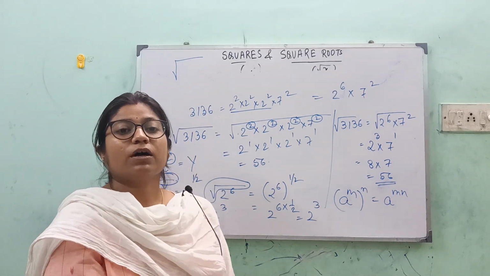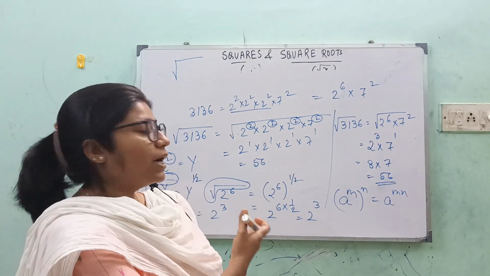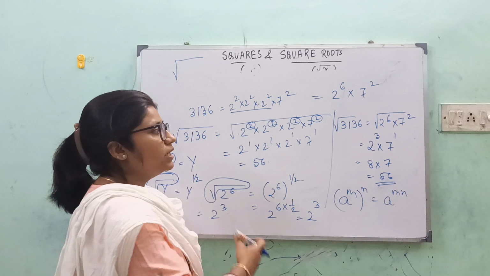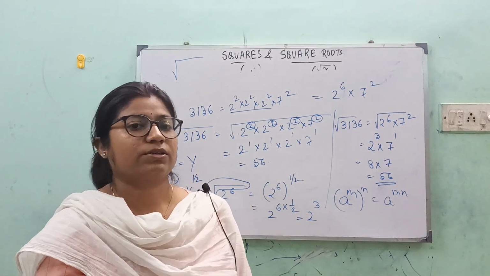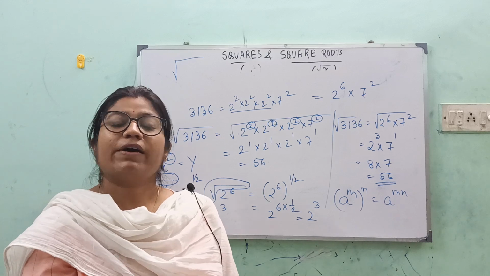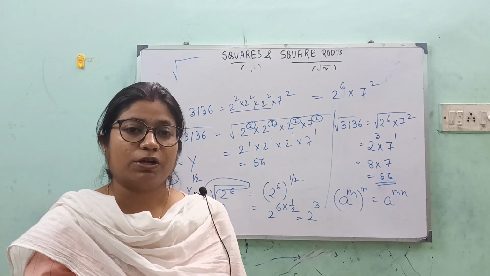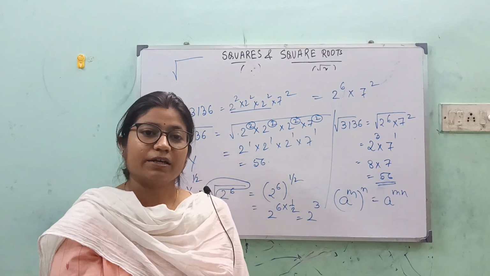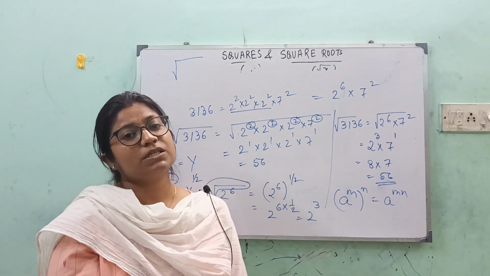So I'll be coming up with a new part of this chapter, that is finding out square roots using the division method. What we have done is finding square roots using the prime factorization method. Next we'll be coming up with the faster method, that is finding square roots using the division method. So till then, I hope you will go through this video and make your concepts clear in this part, so that the next part becomes easier for you.